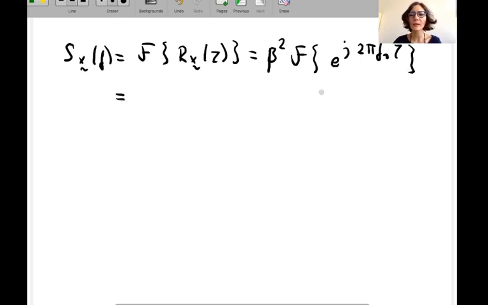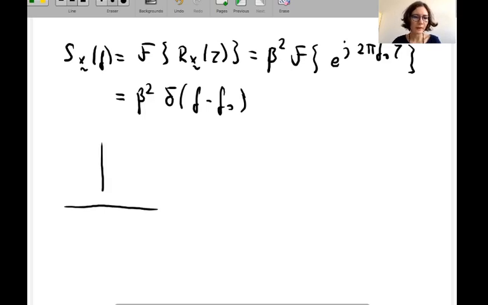Well, we saw how to take the Fourier transform of a complex exponential. A pure complex exponential with frequency f0 just corresponds to an impulse at f equals f0. So the Fourier transform can be evaluated as beta square, which is a constant term, times an impulse delta located at f0. We could also draw the PSD just to visualize.